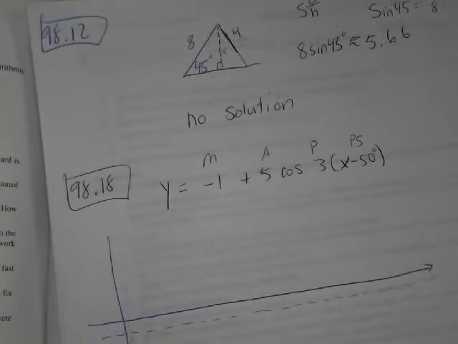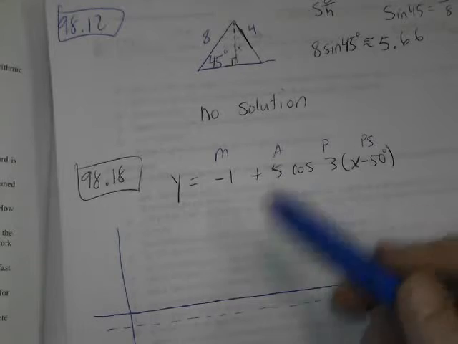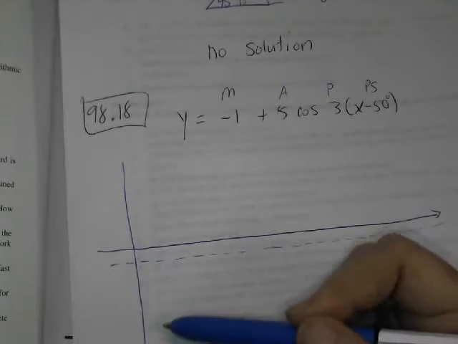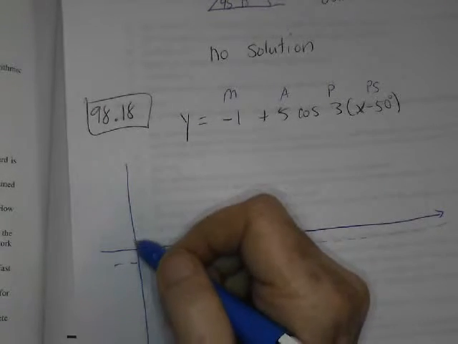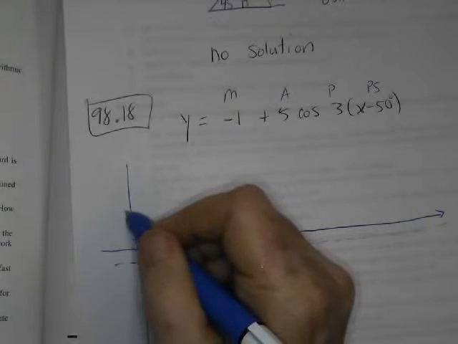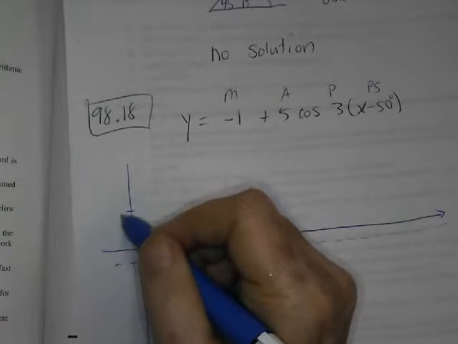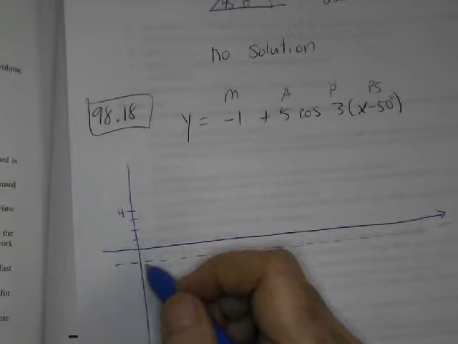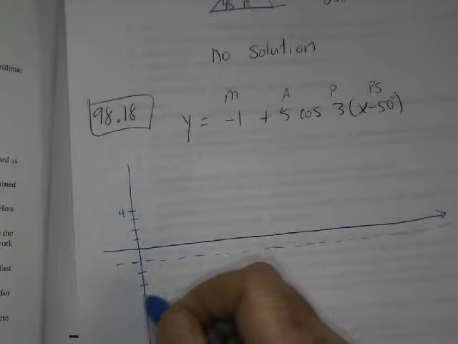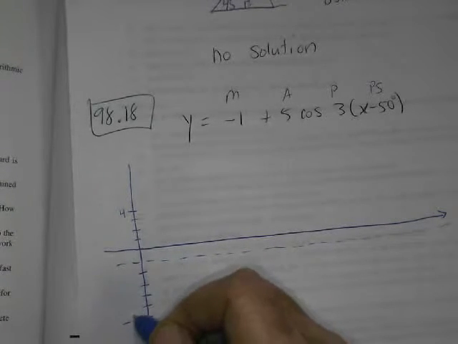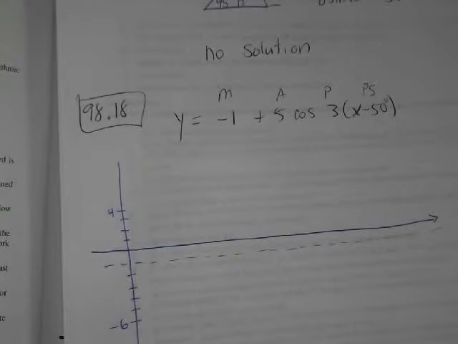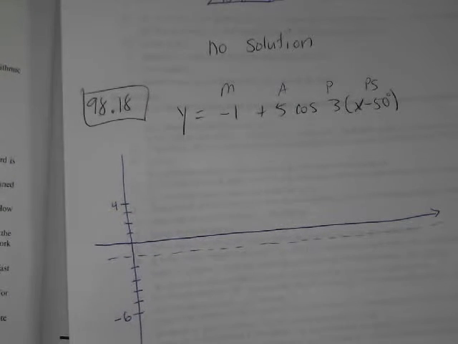like that. Okay, and then my amplitude's 5, so I'm going to be going up by 5 and down by 5. So I'll count 1, 2, 3, 4, 5, so that is 4, and then when I go down by 5, 3, 4, 5, I think that's -6 right there. Okay, so far so good.